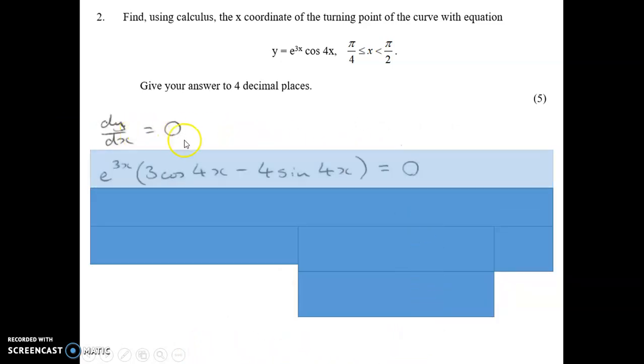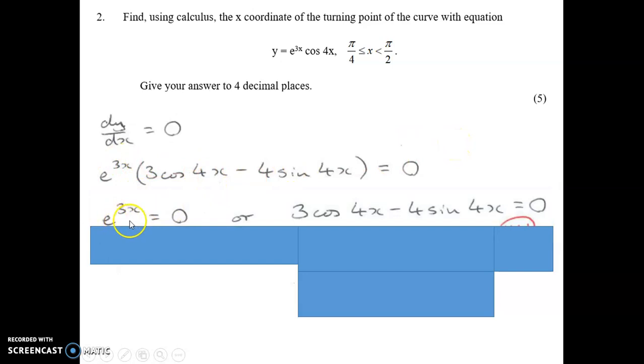So here I've got the function from the previous slide, and I know that that needs to equal 0 at the turning point. So I've got the product again of two things here, e to the 3x, and then this expression in the brackets. So if I want the expression to equal 0, I know that either of those two things can equal 0. So I can say e to the 3x equals 0, or this function here can equal 0.